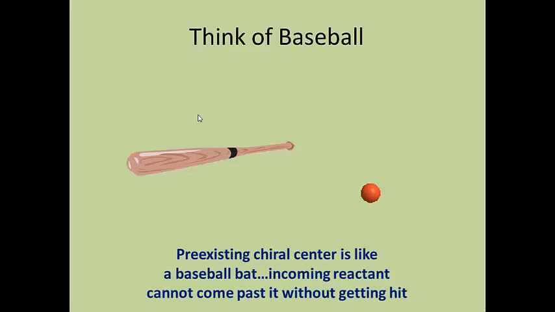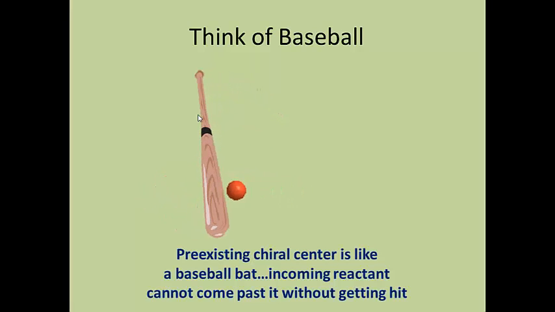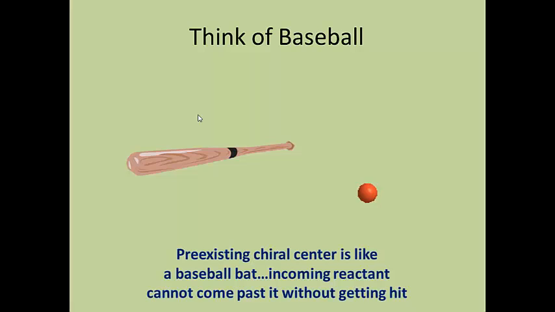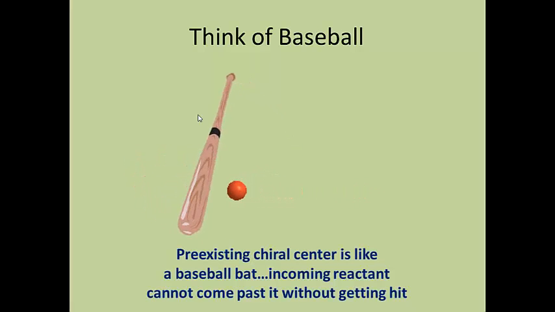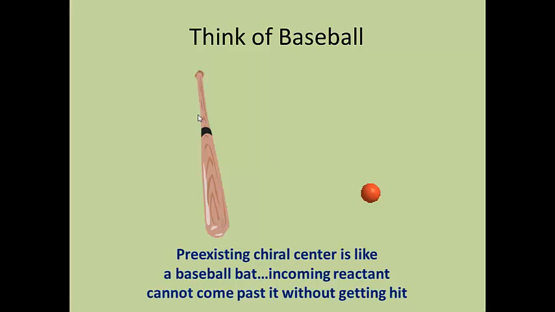All right. So when you look at this, think of this in terms of baseball. The pre-existing chiral center is like a baseball bat, and so when the reactant tries to come in, the baseball bat hits it and knocks it out. All right. Let's look at it again. So here comes the reactant. The chiral center is here, and it basically repels it, and it costs a lot more energy for that reactant to get past that chiral center.